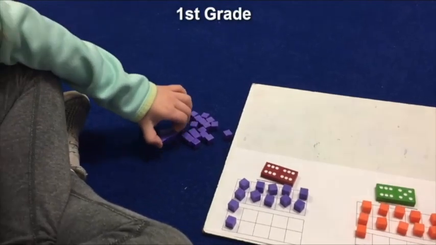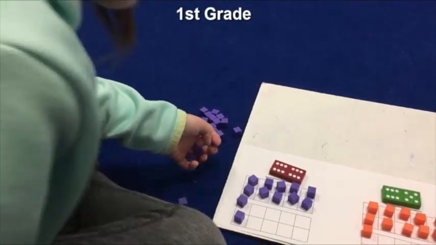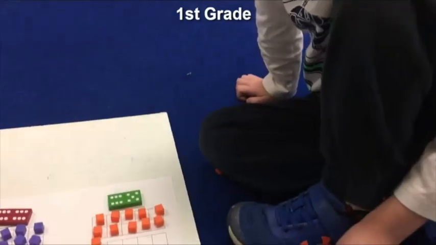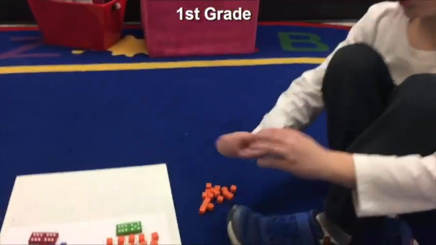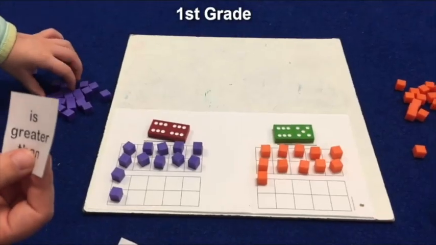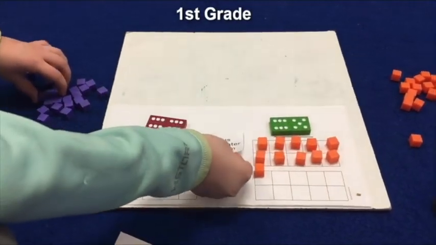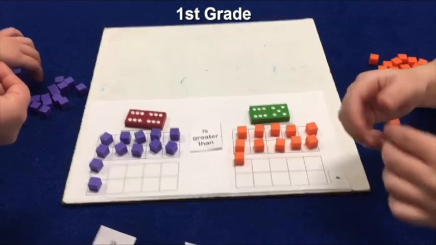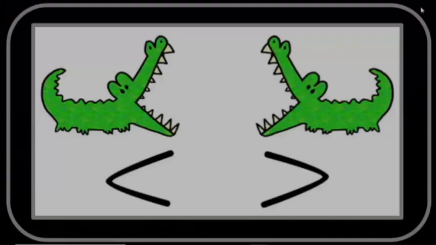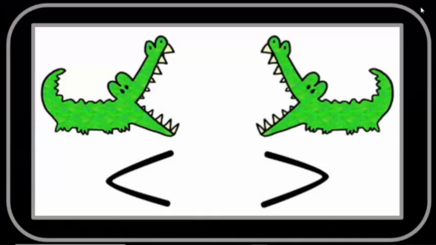6 plus 6 is 12. 6 plus 5 is 11. After building the numbers, the students were able to compare using words and symbols. Using the words along with the abstract symbols avoids students simply using drawings without understanding the meaning of the symbols.